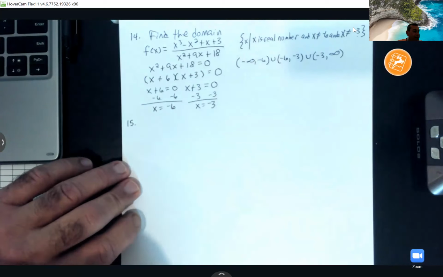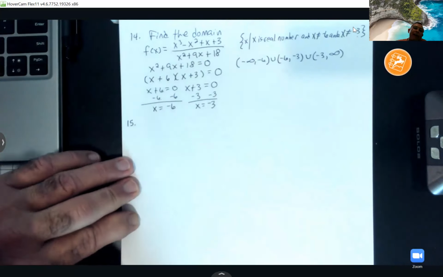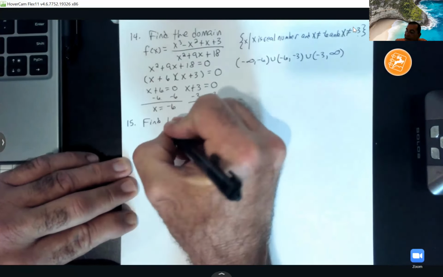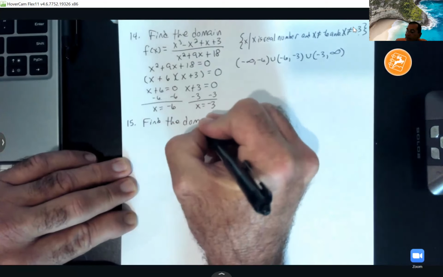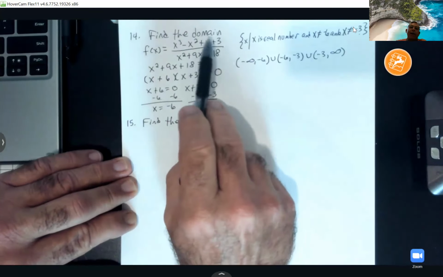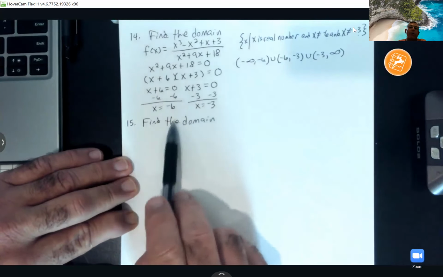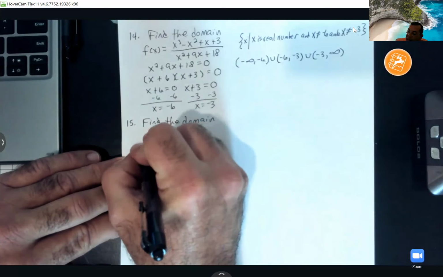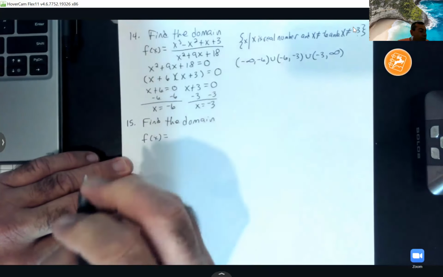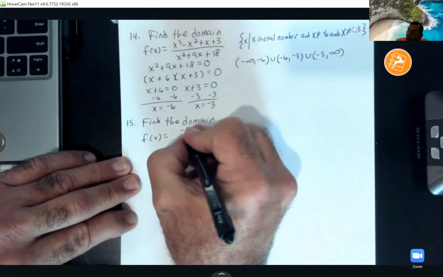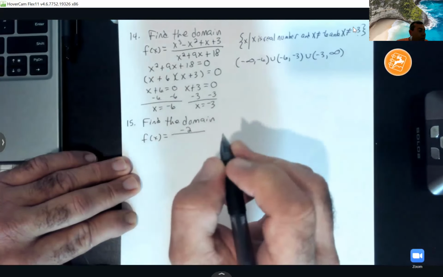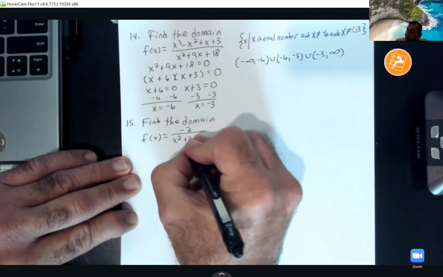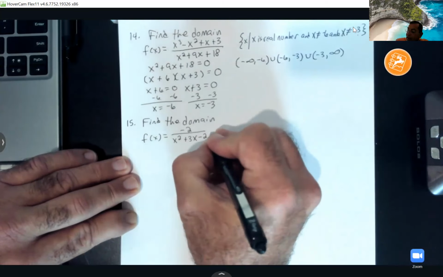All right, 15, same thing, but we only have to write this answer in interval notation. So find the domain. This one would have come out of 5.1 and this one would have come out of 8.5. All right, so I've got f of x equals -2 on top over x squared plus 3x minus 28.